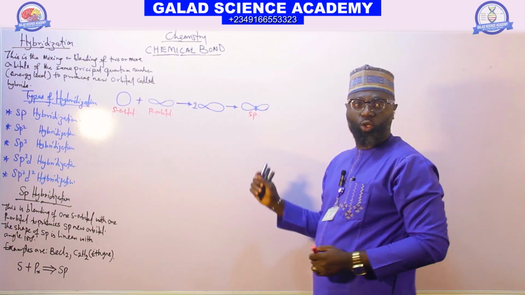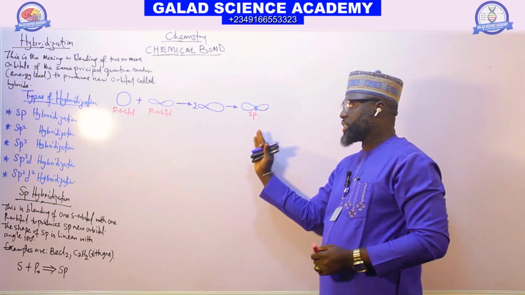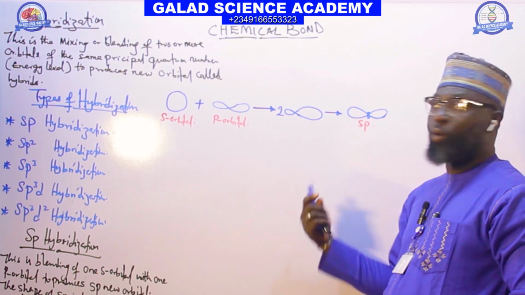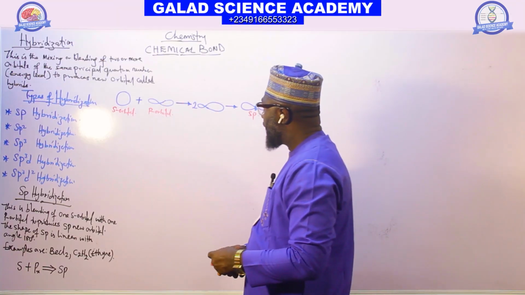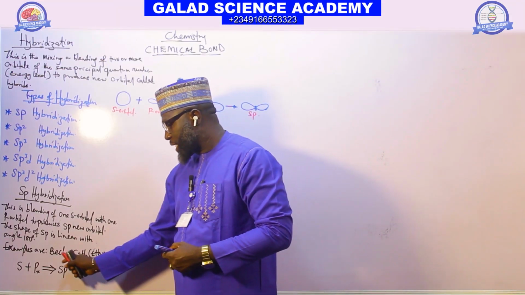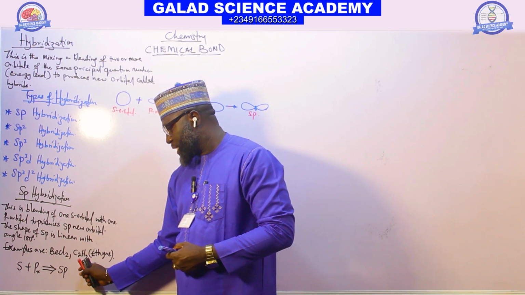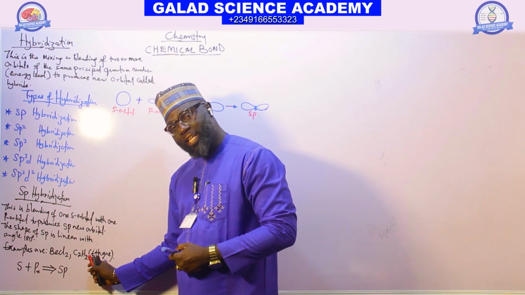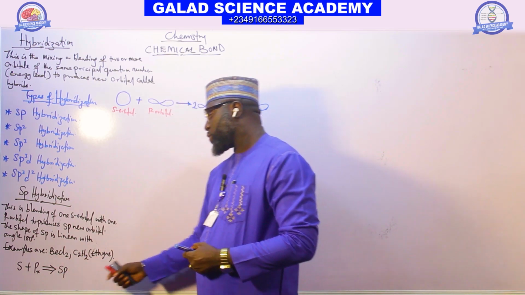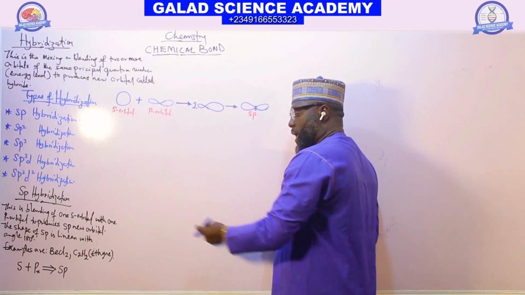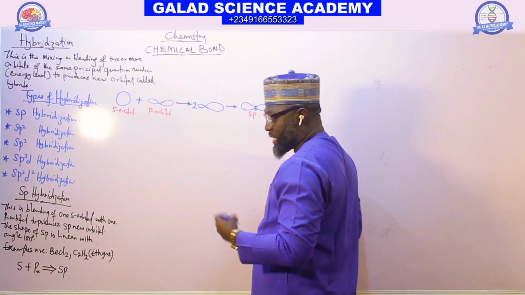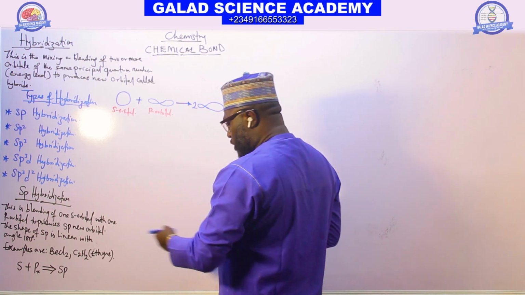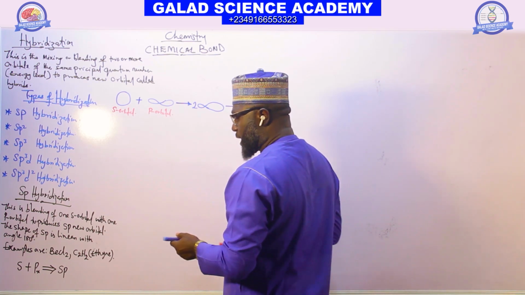If I want to show you the chemistry of this reaction, how the SP forms. And I remember I said that beryllium chloride and ethyl, they are examples of this SP hybridization. Let me use that one as a case study.